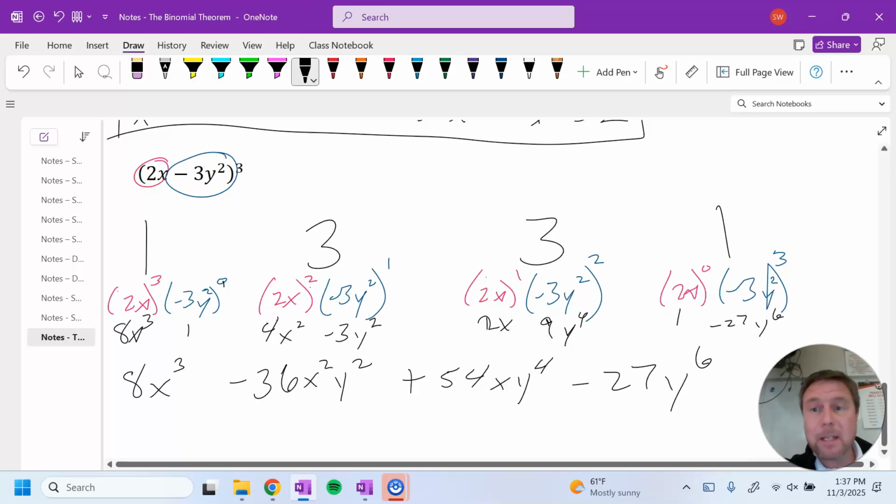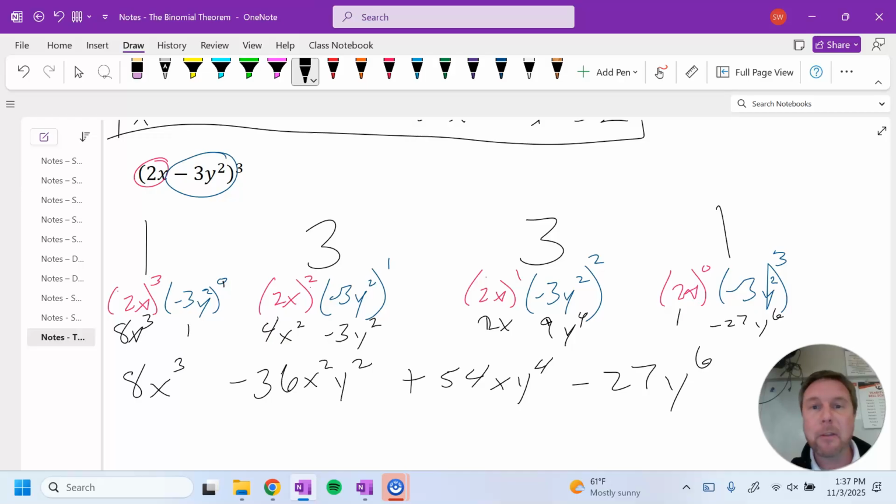It's supposed to be a time saver once you figure out how this little trick works with Pascal's triangle. Otherwise, you got to do a lot of multiplication, a lot of foiling over and over again.